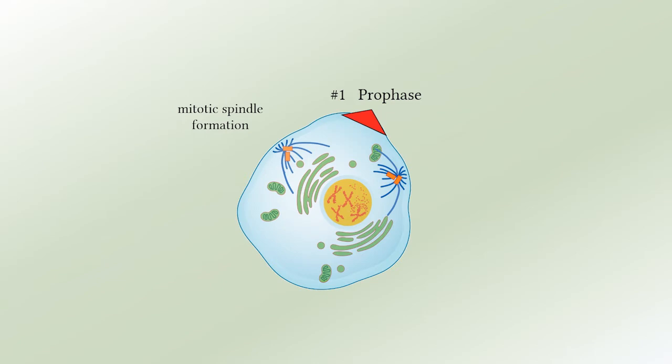of the cell. Microtubules from each centrosome will attach to the chromosomes at their centromeres. Then, the spindle fibers start to move the chromosomes toward the center of the cell. This part is sometimes called prometaphase because it occurs at the transition between prophase and metaphase.